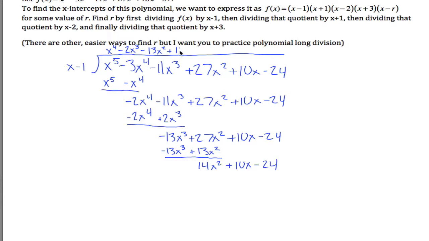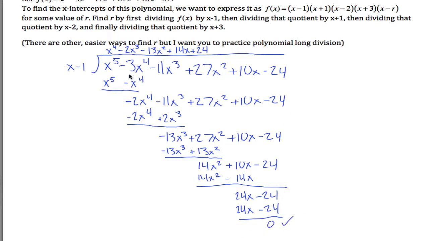I better put a 14x up here. 14x times x is 14x squared. 14x times negative 1 is negative 14x. And subtract. 10 minus negative 14 is the same as 10 plus 14, which is 24x. To get rid of 24x, I need a 24 up here, because 24 times x is 24x. 24 times negative 1 is negative 24. And now if I subtract, I get 0, which is good.